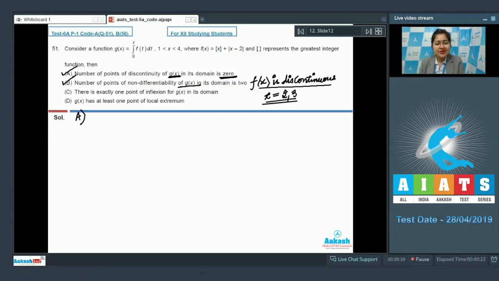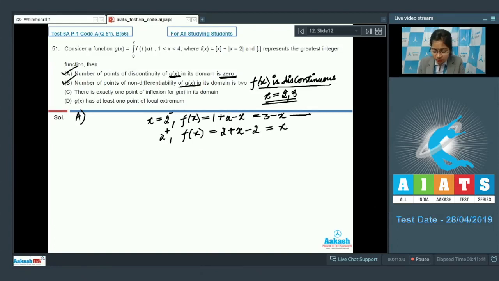Now option number C says that there is exactly 1 point of inflection for gx in its domain. Now to find the number of points of inflection, we will find the number of points where the second derivative changes sign, or we can say that the monotonicity of the first derivative should change, right? Now we can see for fx at x equal to 2 minus, fx will be equal to 1 plus 2 minus x, that is 3 minus x, and at x equal to 2 plus we will see fx is equal to 2 plus x minus 2. So this is equal to x.